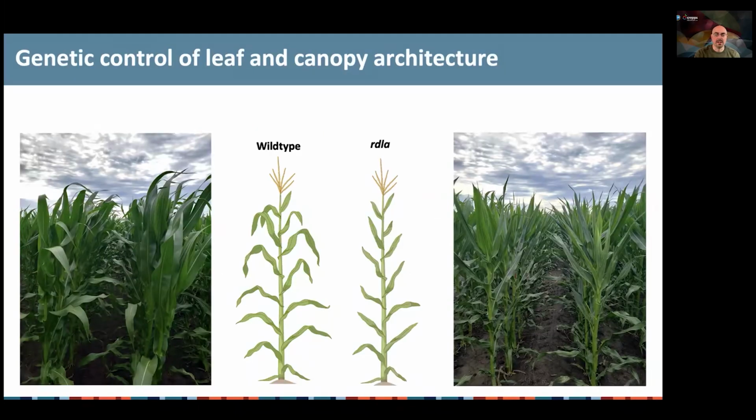Now to that first component, genetic control. The gene that we've been studying in maize is called reduced leaf area, or RDLA. As you can see in the picture on the left, wild-type plants are much leafier than mutant plants on the right that have the same genetic background. We've identified the gene controlling this trait and characterized it across 27 different elite genetic backgrounds. There's a lot of power in this type of genetic analysis, and it enables us to dissect mechanism, conduct in-field evaluations, and generate commercially relevant hybrids for yield testing.